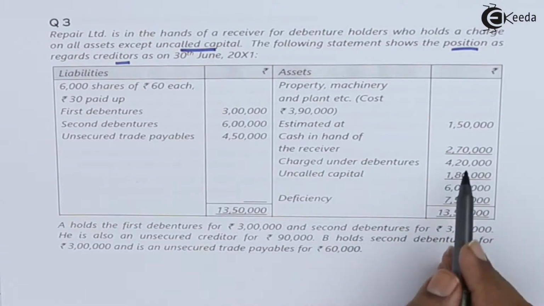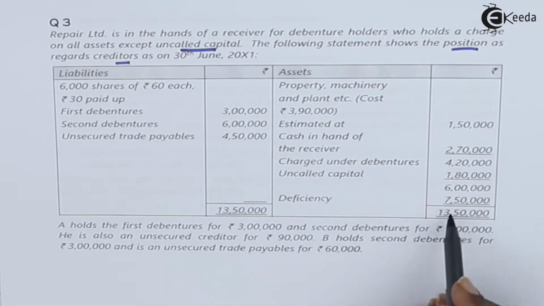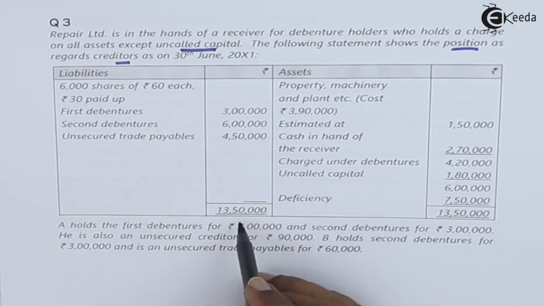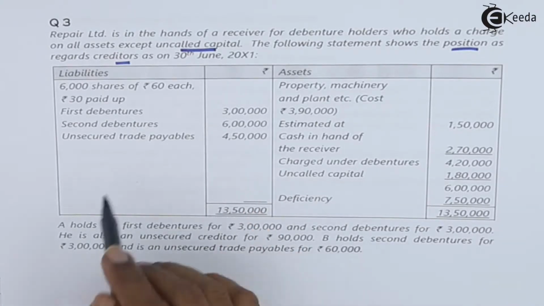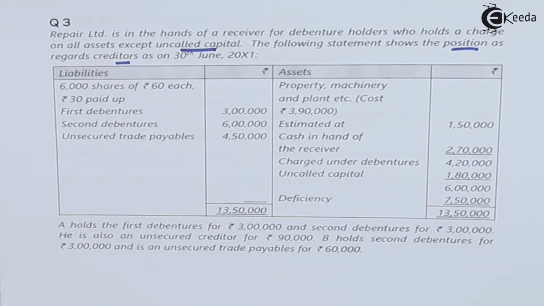So how much total cash is available for debenture holders? 6 lakhs. But your deficiency is 7,50,000 because these are your dues. So basically it is not the balance sheet. I need to draw a proper balance sheet to decide the real picture of the company.